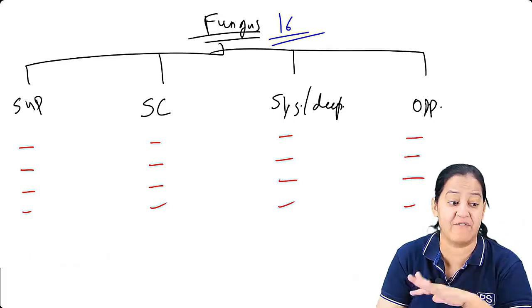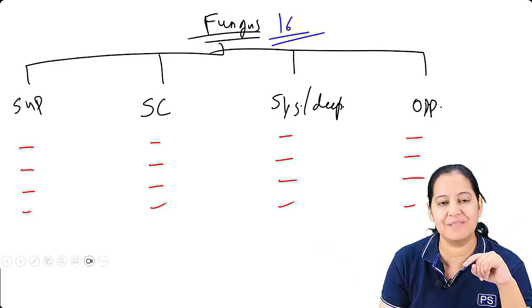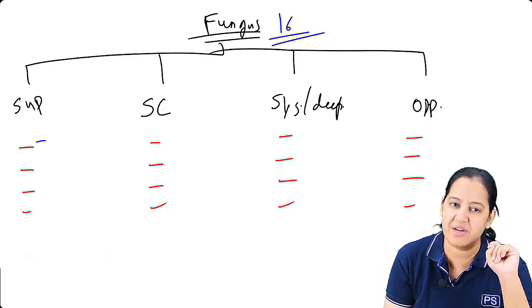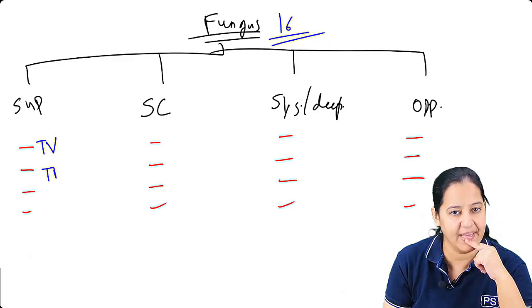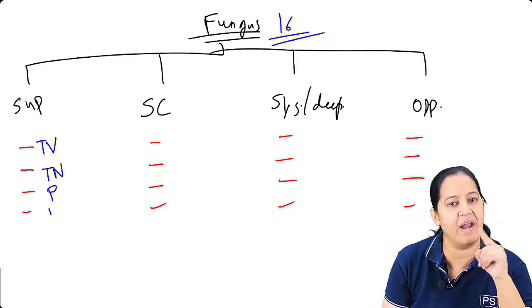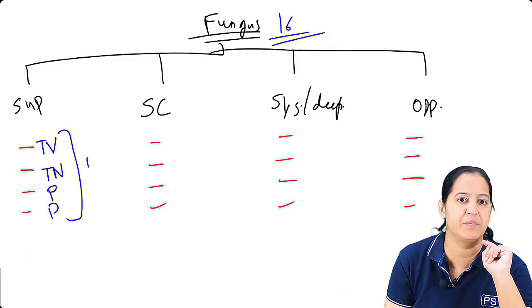On 4 pages I have compacted them. Okay. First learn their names, सबसे पहले तो. So in superficial I will start with tinea versicolor. Then I will teach you tinea nigra. Then I will teach you pedra and dermatophytosis. In this sequence on page number 15 I have given all 4.